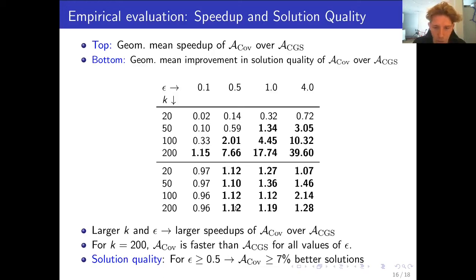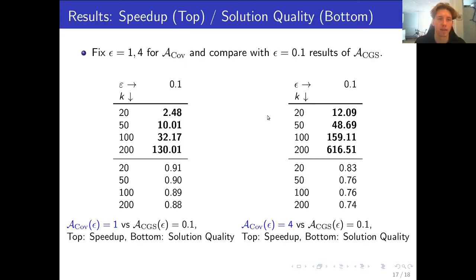You can see solution quality is about the same, but interestingly, if epsilon is greater or equal than 0.5, we are always at least 7% better. This here is the only one with 7, but it's actually mostly about 10% better. That's why we came up with the idea of fixing the epsilon to 1 and 4 for our algorithm and comparing with their best results. There, the results already look a bit more interesting. When we fix our epsilon to 1, we sacrifice about 10%, I would say, in solution quality.